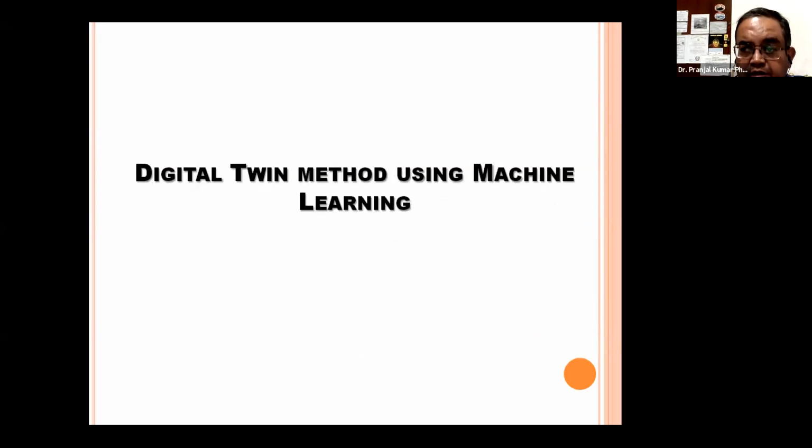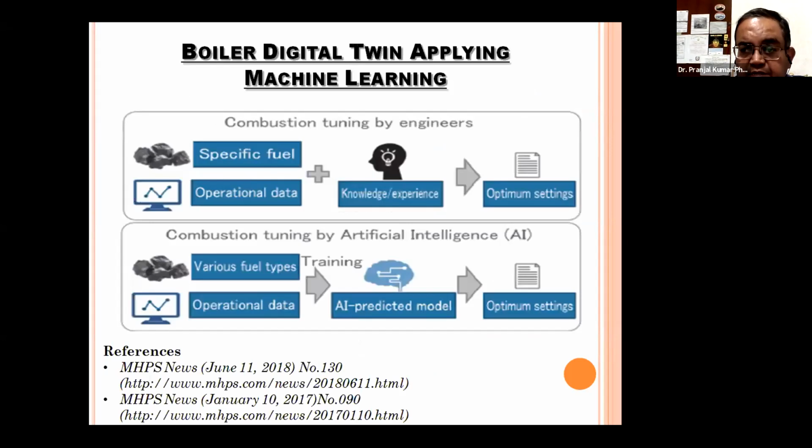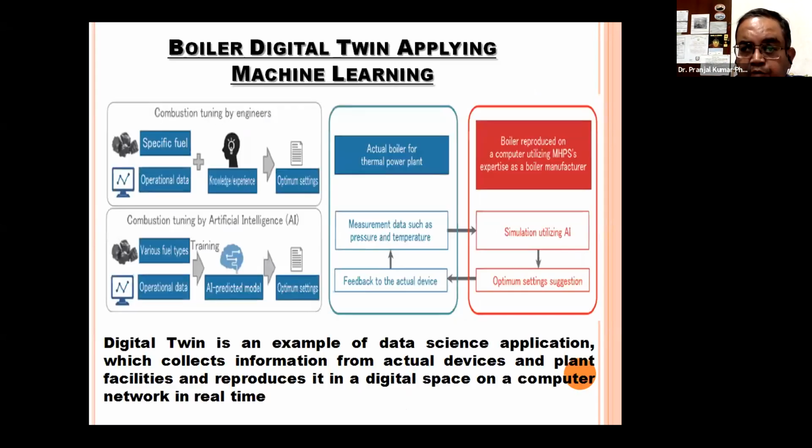Now this is all the machine learning cases. If you see the machine learning cases, the only thing is you are replacing the human knowledge and experience with an AI predicted model based on big data. And based on that, we can simulate the data utilizing AI for optimum setting suggestions.